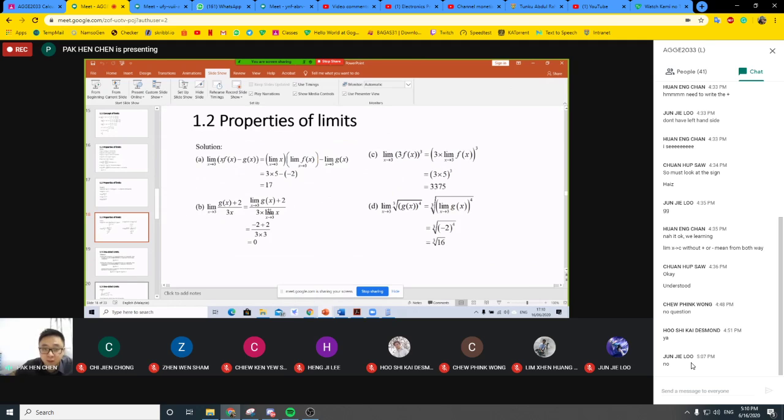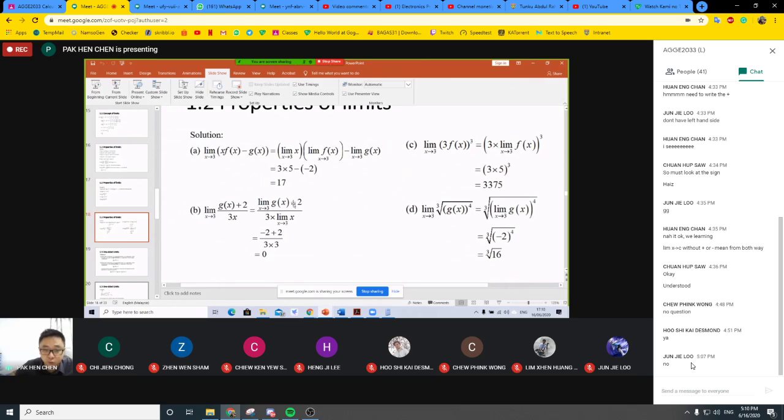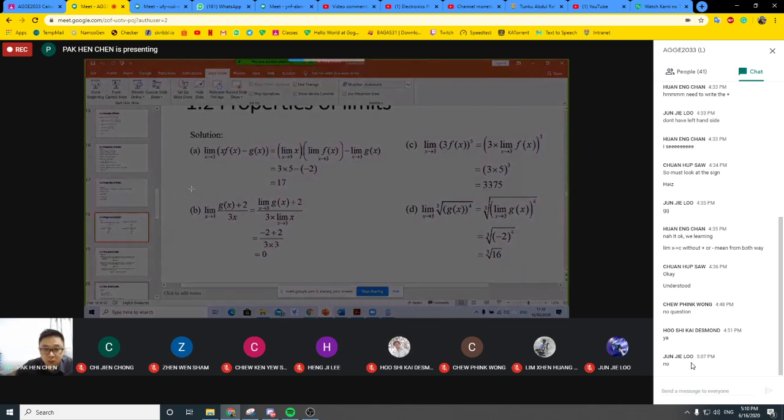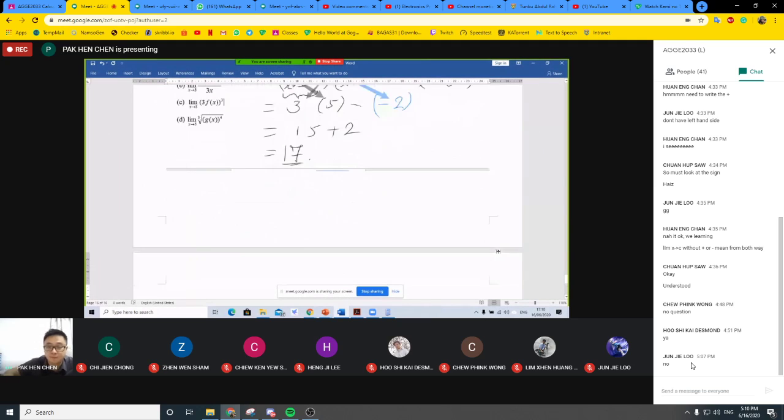For B, I'm going to write it down as the limit of g(x) plus 2. That will be a constant, isn't it? When we want to find the limit of 3x, the 3 can be pulled out, and then we find the limit of x as well. That would be question B.